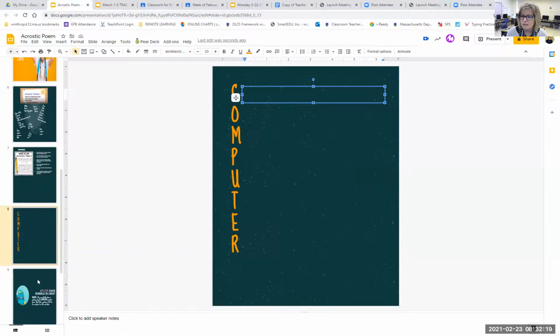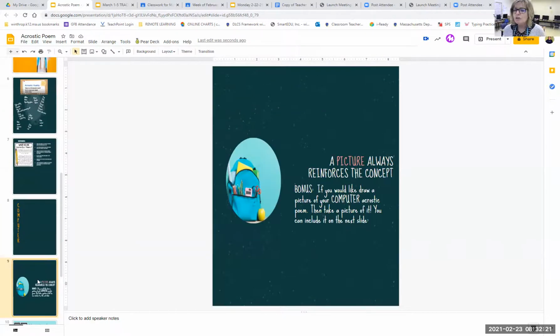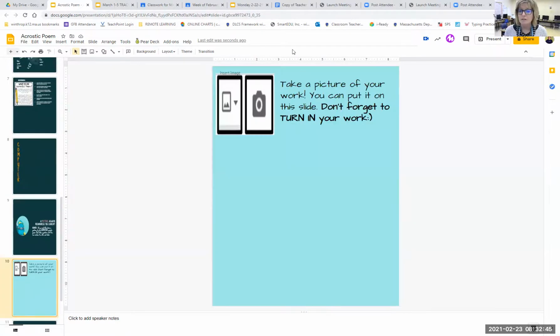Now I also have a bonus job for you on slide 9. You do not have to do this. See how it says bonus right here? But it says a picture always reinforces the concept or the idea. So if you would like to draw a picture of your computer acrostic, putting some of the little words and phrases in your picture and drawing a picture of the computer, then take your picture of it. You can include it on this slide right here, on slide number 10.